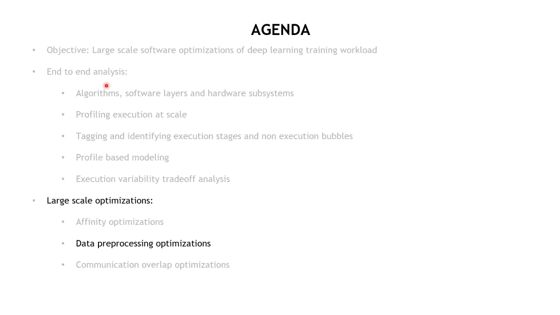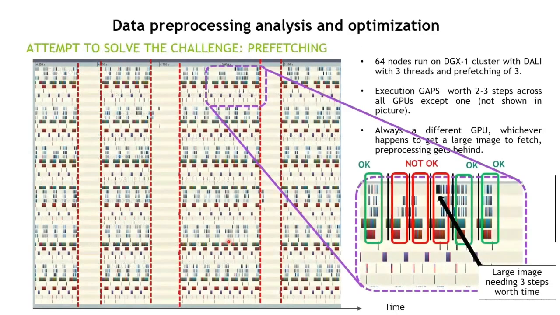We move to another optimization that affects the execution at scale, this time related to the data preprocessing. This slide is a representation of a bunch of GPUs from top to bottom, executing kernels from left to right. Each row represents a stream for a different task grouped in the training steps.